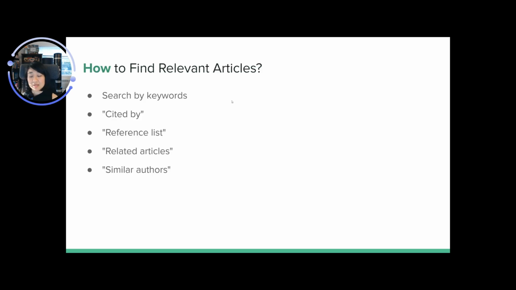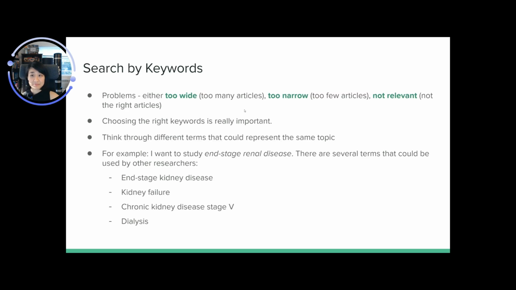Now, the second question is how to find relevant articles. I'm going to give you 5 main key things. First is to use keywords. Second is to use the cited by feature. The third is the reference list. Fourth, related articles or similar authors. So first is search by keywords.